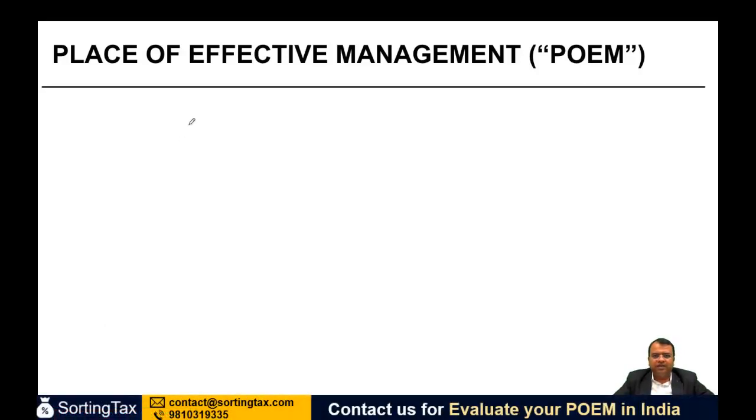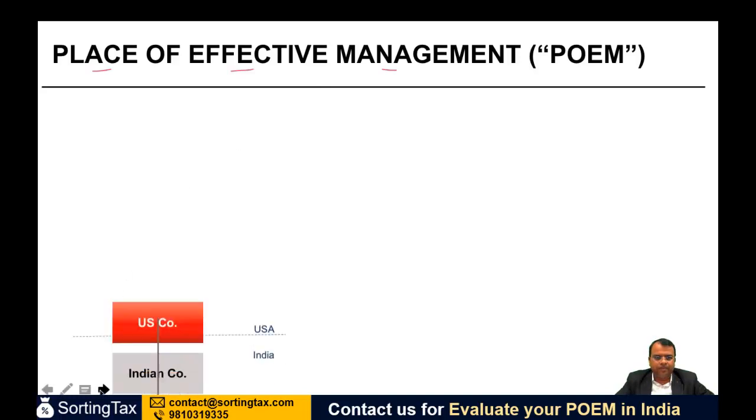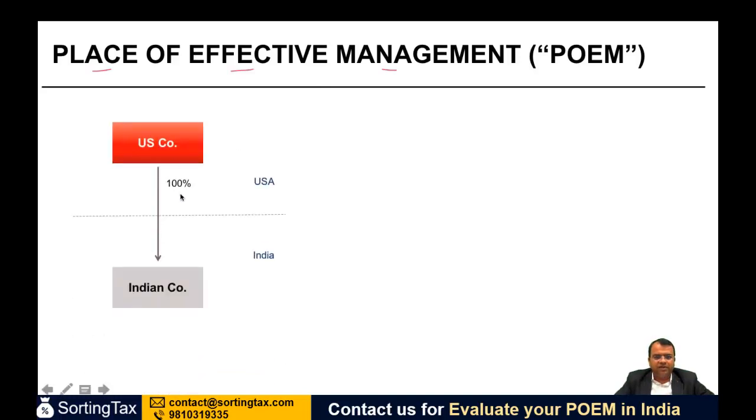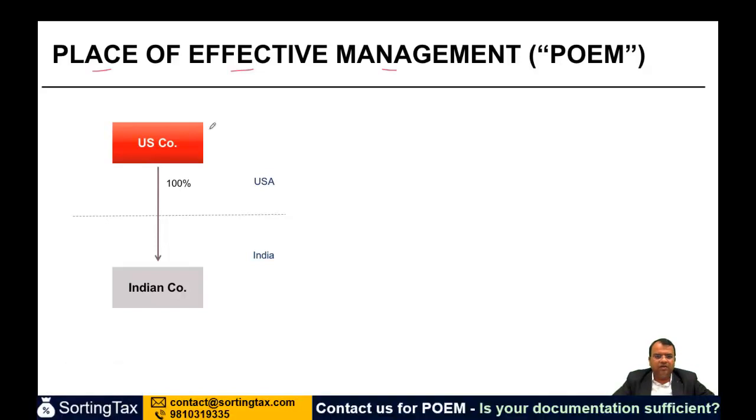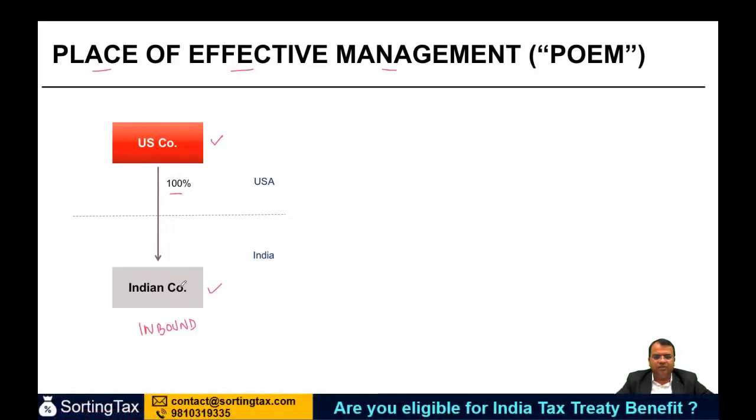In order to understand the concept of place of effective management, I would want you to first look at two scenarios. The first scenario is where there is a US company and it owns 100% in an Indian company. This also is known as inbound investment cases, where the investment that has been made is into an Indian company. Now here, the US company is the foreign company.